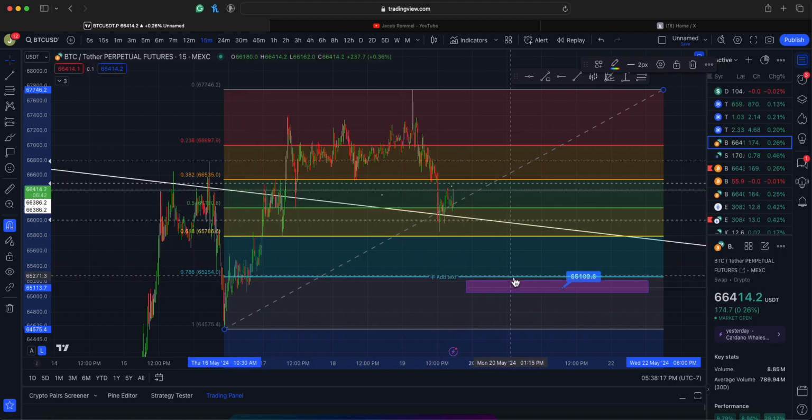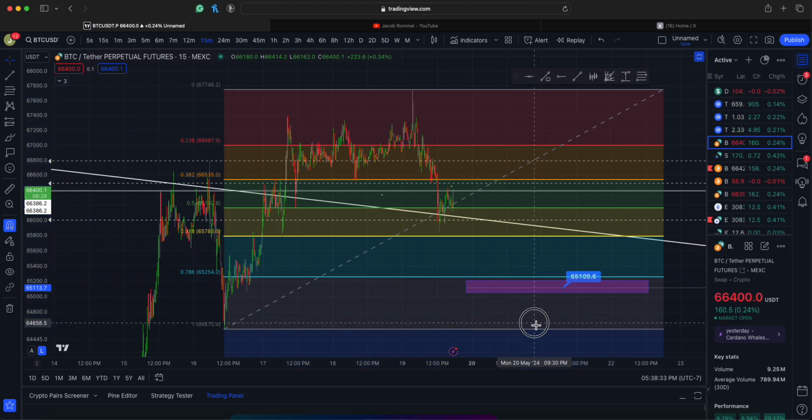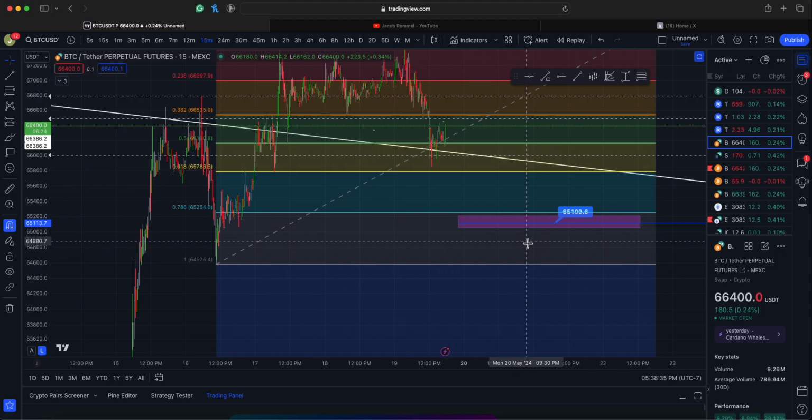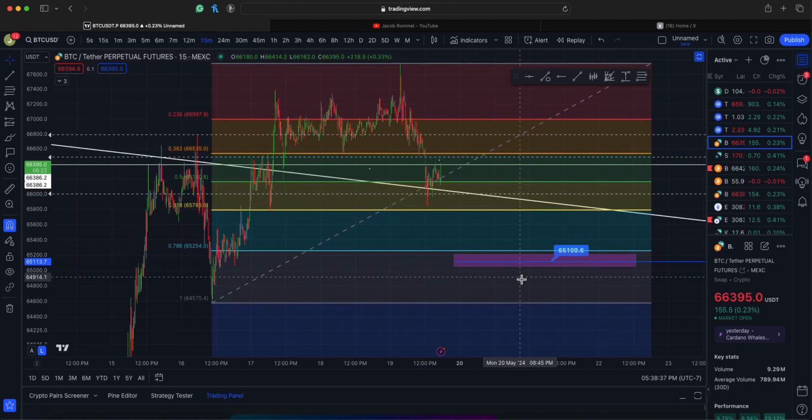You're also at the 786, one of the most common Fibonacci retracements. So you know that this is a good place to buy. So 65.1 to 65,000 is a good area to look for an entry, even down to 64, honestly. We could drop. Bitcoin's so volatile, it can do anything, right? So I wouldn't be surprised.